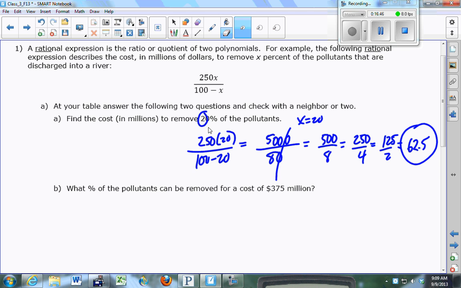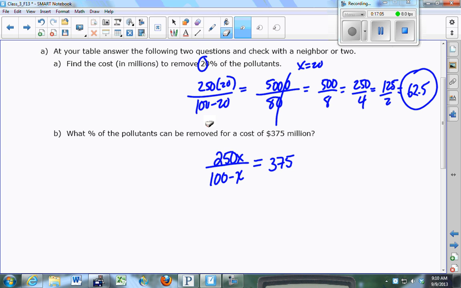So now, what does this expression represent? What is, in words, what does that expression represent? It represents the cost right here. It describes the cost. So this is the same as the cost. Okay? So what percent can be removed?